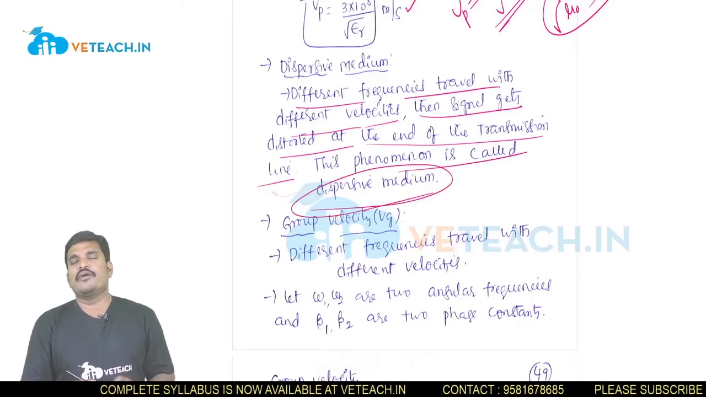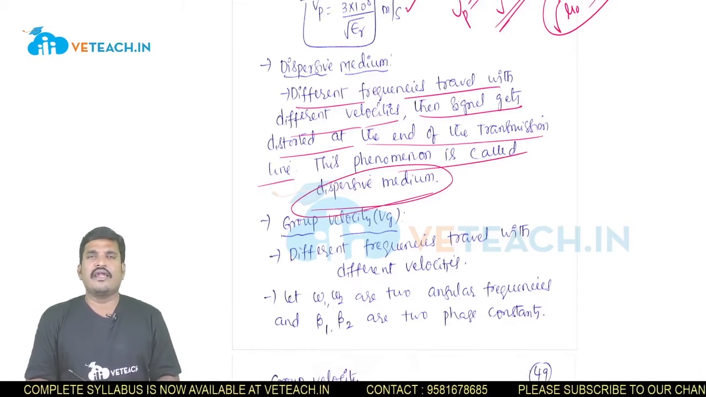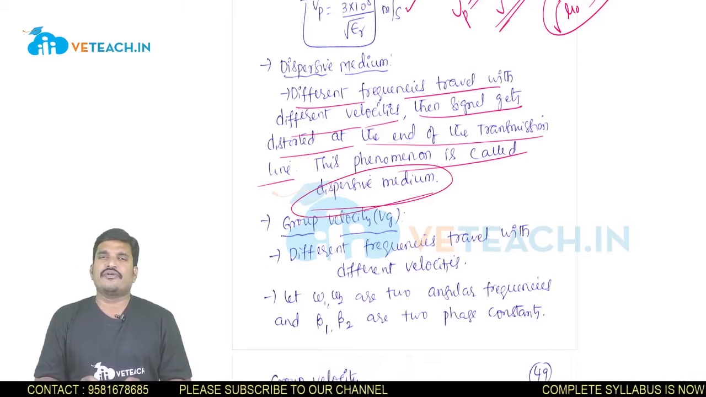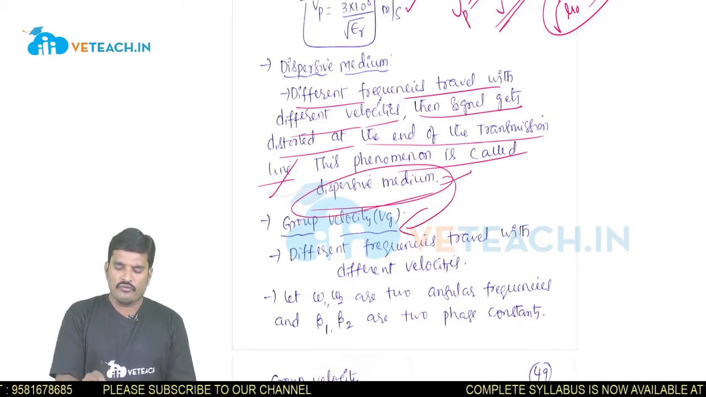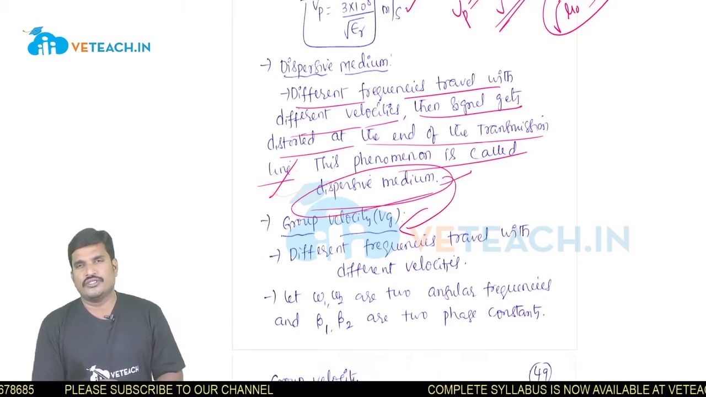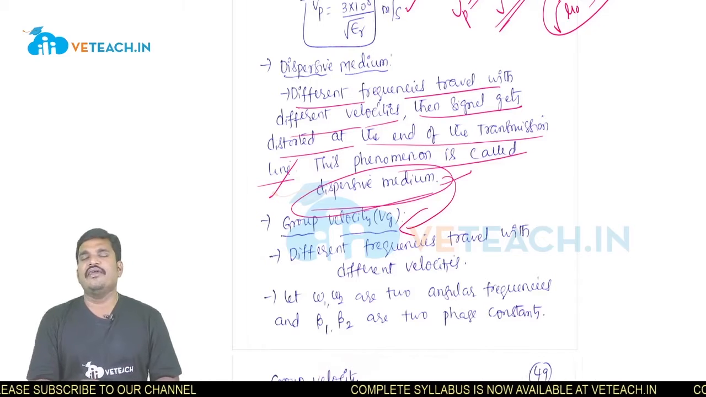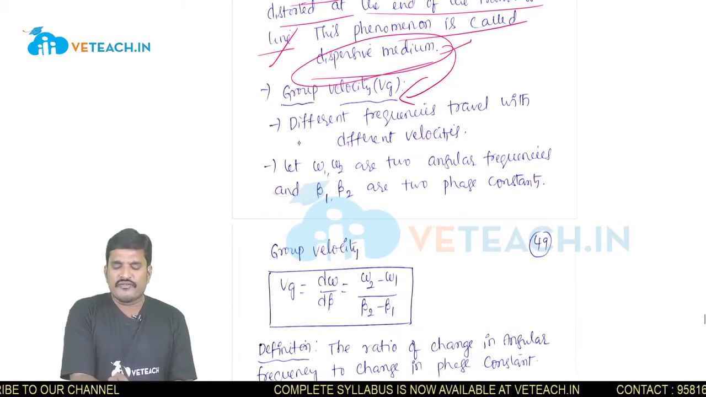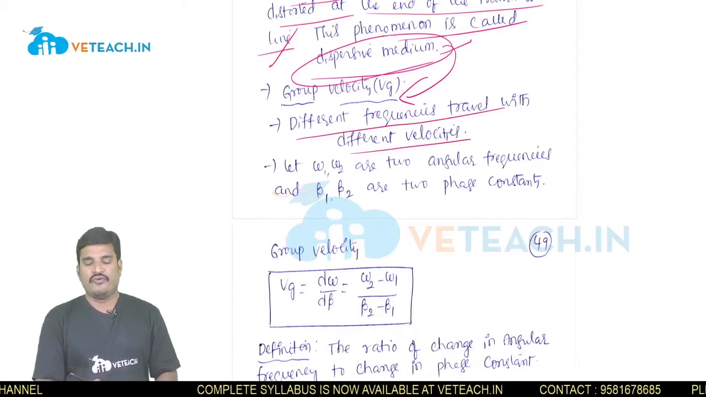The dispersive medium concept is very important. Why the signal gets distorted at the end of the transmission line is a beautiful concept for understanding the transmission line. Because of the dispersive medium only, we define the group velocity. In phase velocity, there is only a single frequency, whereas when you consider group velocity, different frequencies travel with different velocities. That is the concept.